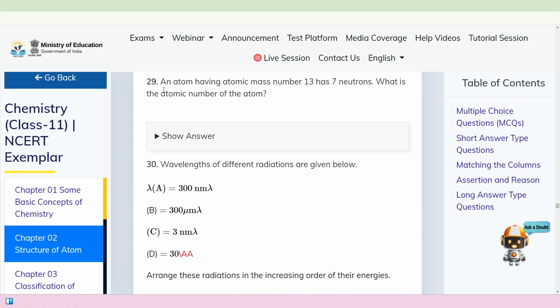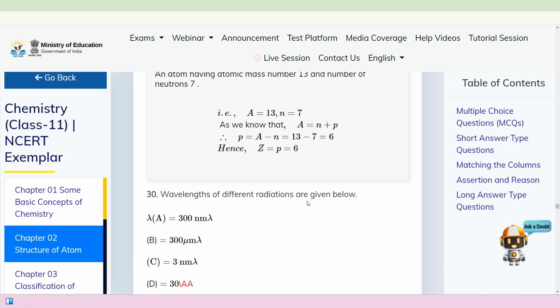What about the next question? An atom having atomic mass number of 13 has 7 neutrons. So mass number is 13 and it has 7 neutrons. What is the atomic number, the number of protons? The mass number is the number of neutrons plus the number of protons. Number of neutrons we know. So 13 minus 7 gives you the number of protons, and the number of protons is your atomic number. 13 minus 7 is 6. So 6 is the correct option.